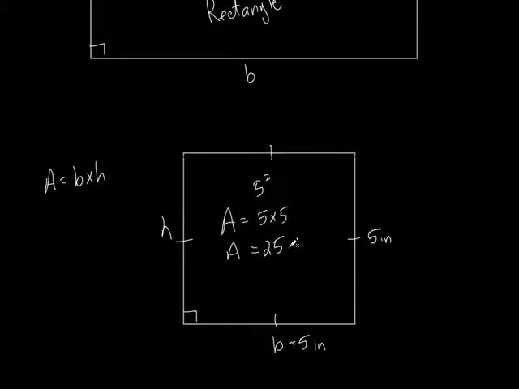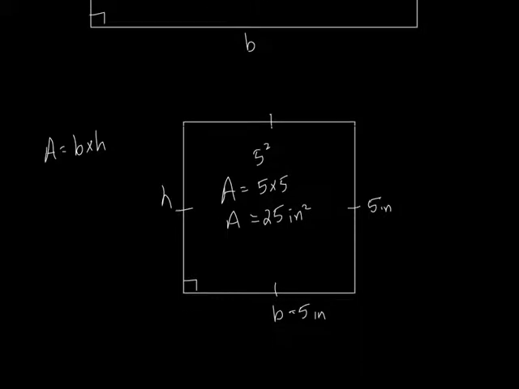By the way, if this is 5 inches and this is 5 inches, what is the area? It's not just 25 inches, it's inches squared, because what's inches times inches? What's anything times itself? Something squared. So inches times inches is inches squared, so that's 25 inches squared. Okay, we good with that?